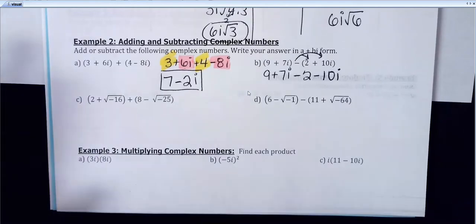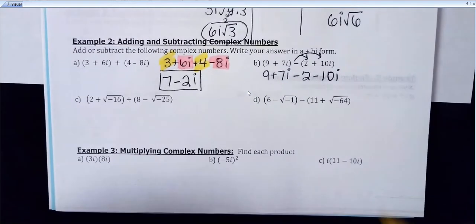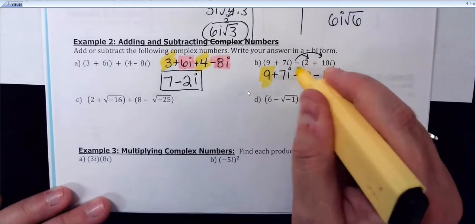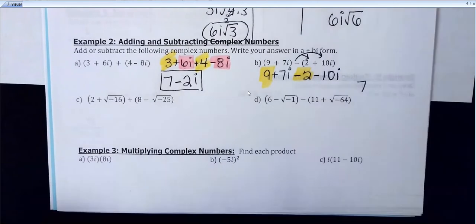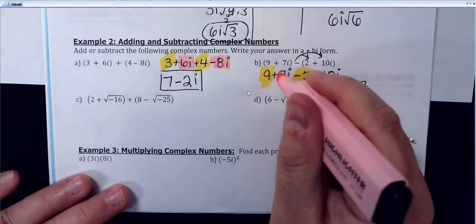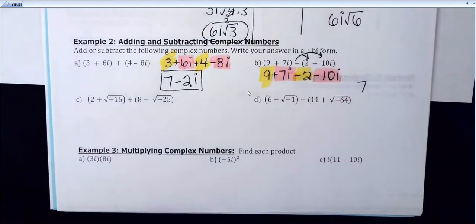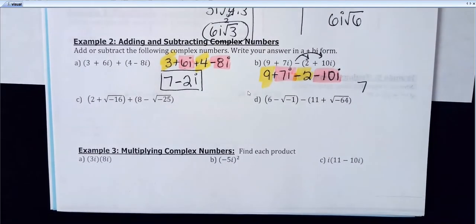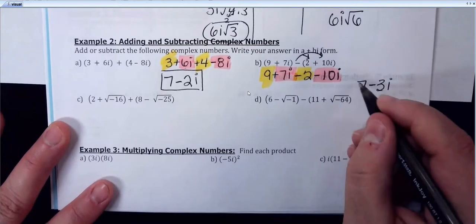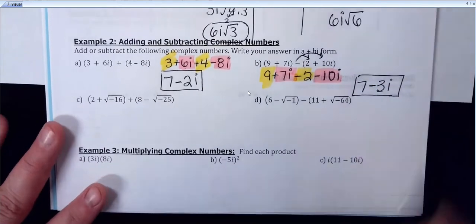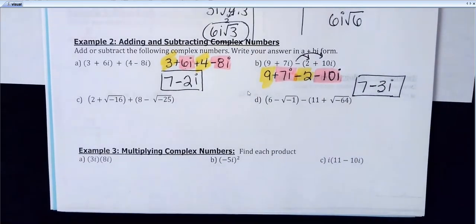Once you're there, you're just going to take any real parts. Here I got 9, here I got negative 2. Put those guys together just like you normally would. This would be 7. And then I've got 7i minus 10i. So if I take 7 minus 10, that'd be negative 3, so I would just write that negative 3i. Is anybody having a question?